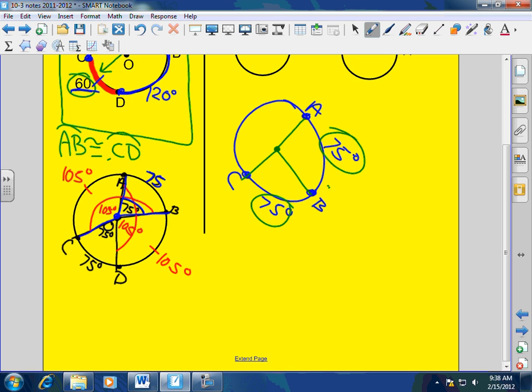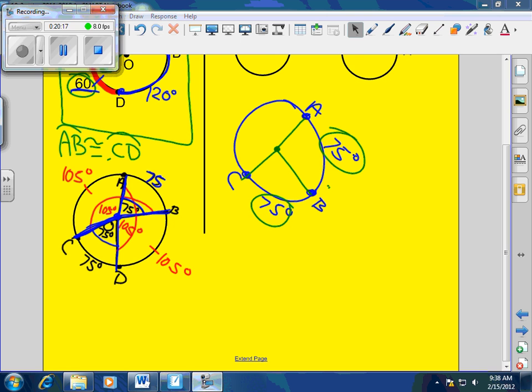This has to be 75 degrees, correct? If these are both 75 degrees, that means that I have vertical angles. They will be straight lines, 100%. Okay, thank you very much for your question.